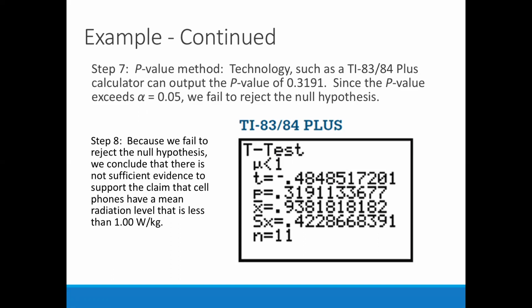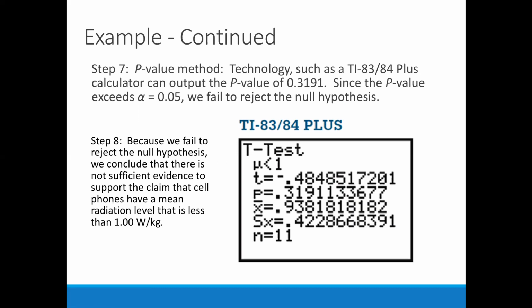In this case, similar to what we had before, this t is going to be equal to your test statistic. This p right here is actually your p-value, not your proportion. You have x bar, you have sx, and n is your sample size. In this case, the p-value is 0.3191, which is greater than the alpha value, so we fail to reject the null hypothesis.